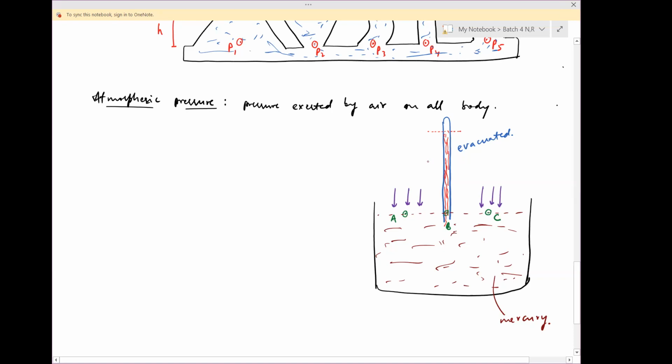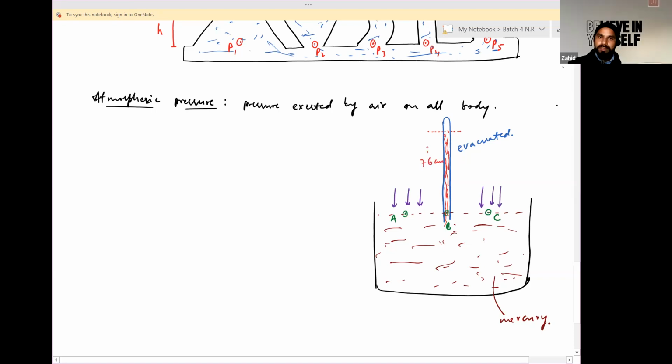Experimentally, it was found that the column of liquid or mercury in this capillary tube was 76 centimeter. So pressure at point A equals pressure at point B, which is due to the column of liquid or mercury raised to a height of 76 centimeter at equilibrium condition.